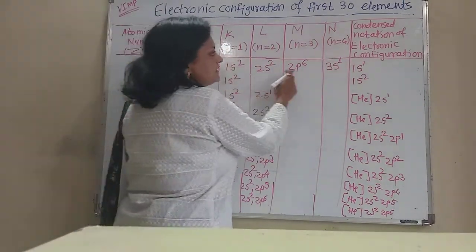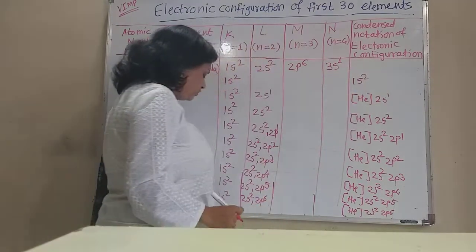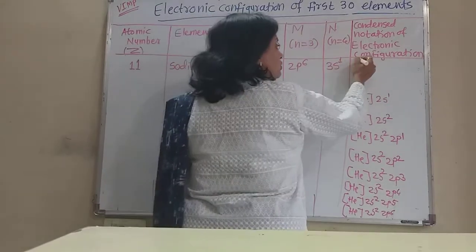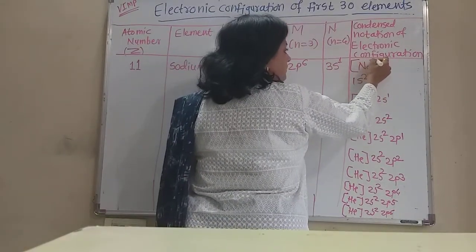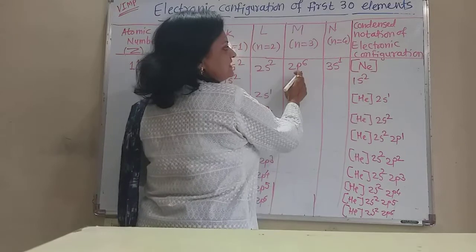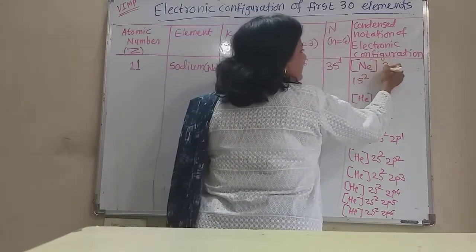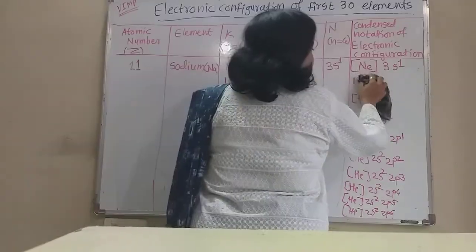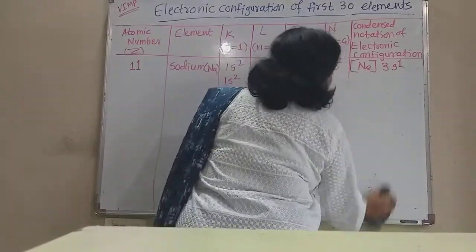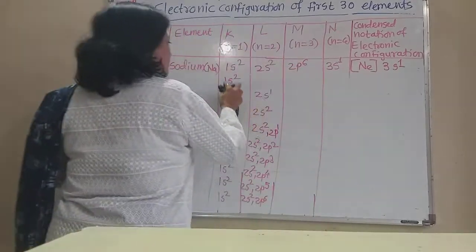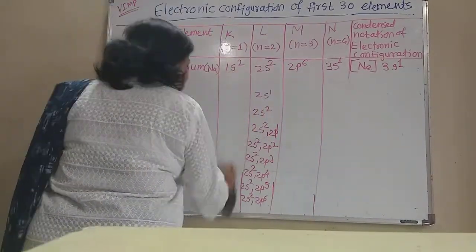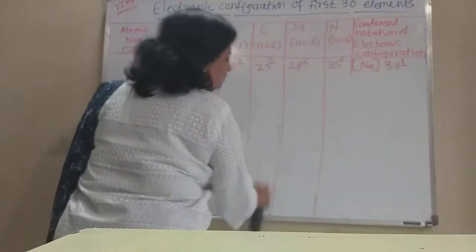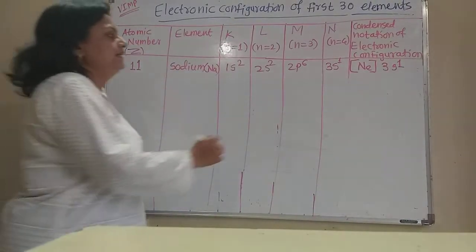Now for the condensed electronic configuration, in neon we know that the 2p orbital is completely filled. So the 10 electrons of neon are shown by [Ne] in the square bracket, as the 2p6 orbital is completely filled, and right here 3s1 only. In this way we can write the condensed electronic configuration of sodium and of different elements after sodium.